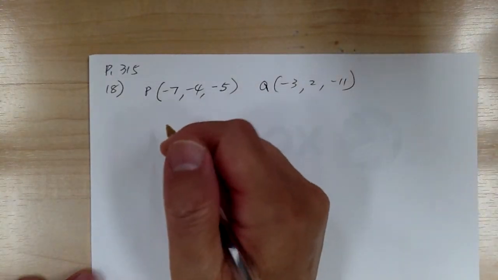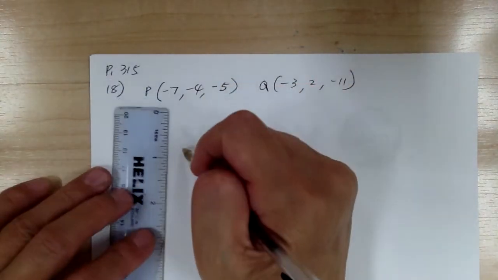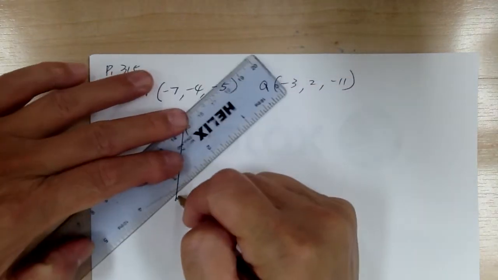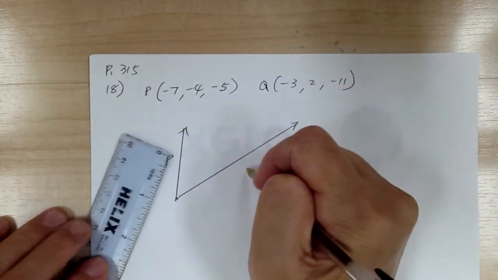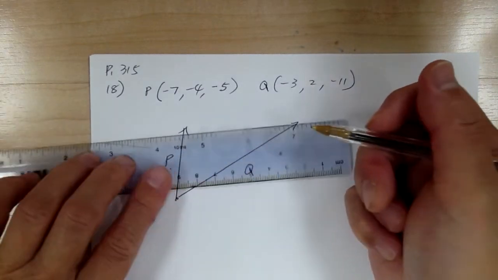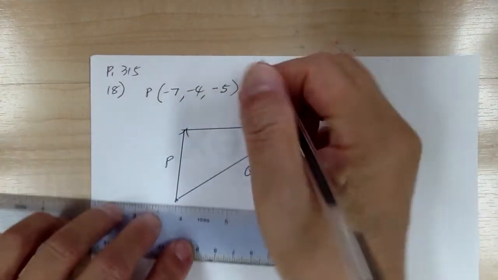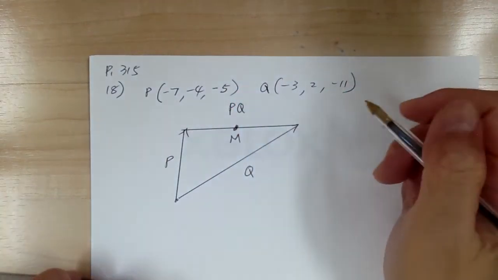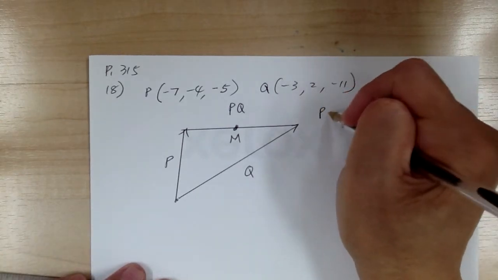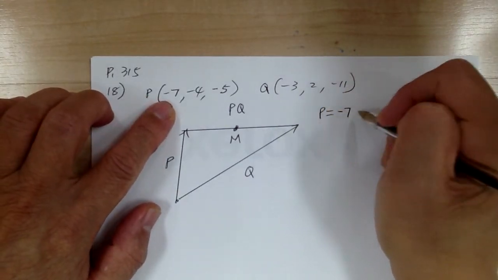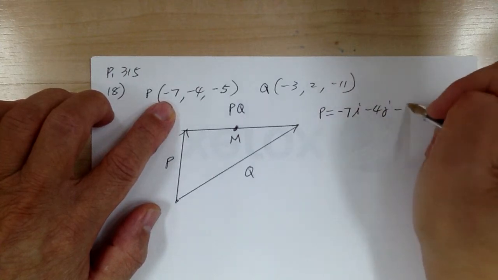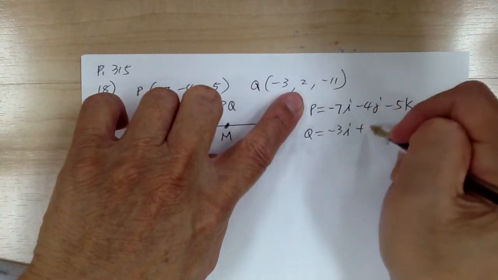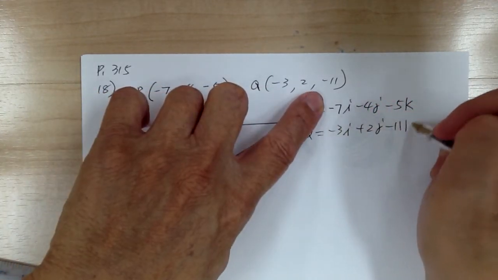So I'm going to call this P, and this is Q. Your midpoint would be right over here. That's your midpoint, and this is PQ. So I can get all your vectors. So P equal to -7i minus 4j minus 5k, and Q equal to -3i plus 2j minus 11k.